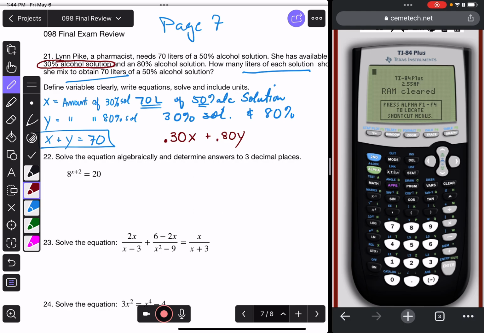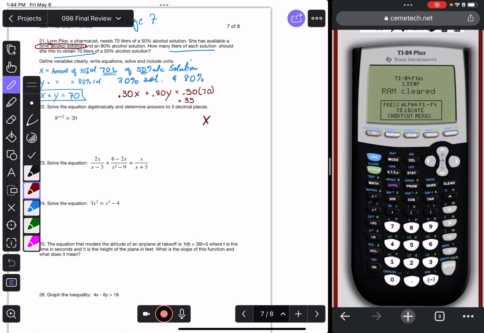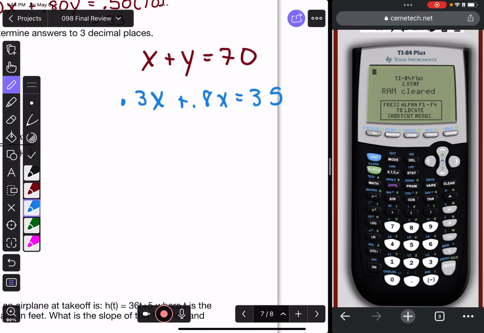And when she gets done, she wants something that is 50% alcohol. And how much of it does she have? She's got 70 liters. So this side is just 35, half of 70. So now we've got two equations that we can hopefully solve. We've got X plus Y equals 70, the first one that was easy. And the second equation, 0.3x, I'm going to get rid of the 0 there, we don't need it, plus 0.8y equals 35. So there's our two equations, and we have to solve those.